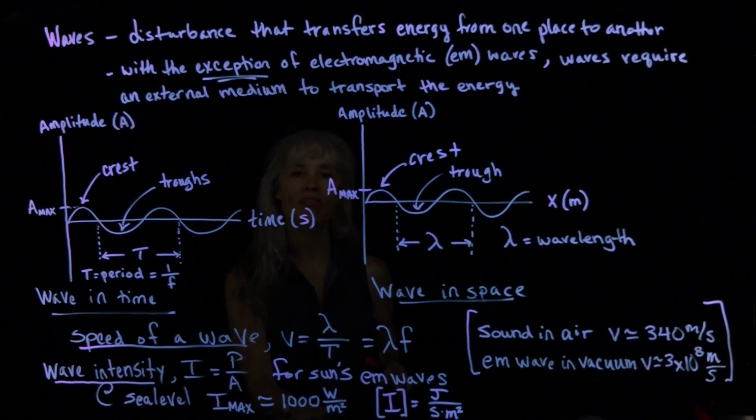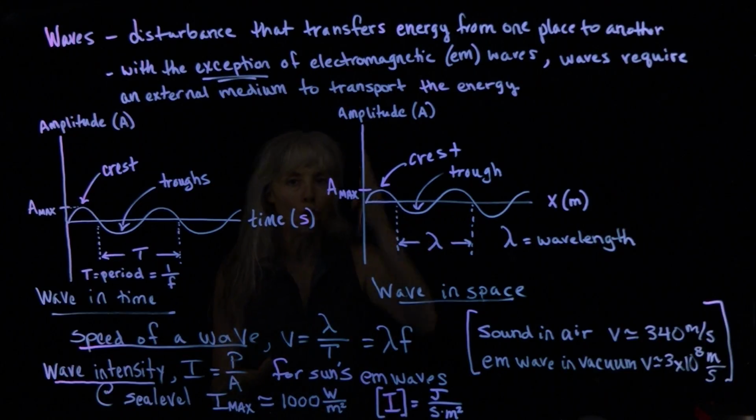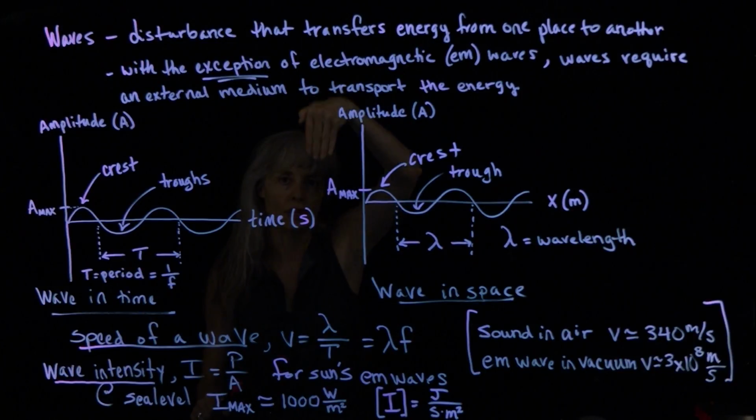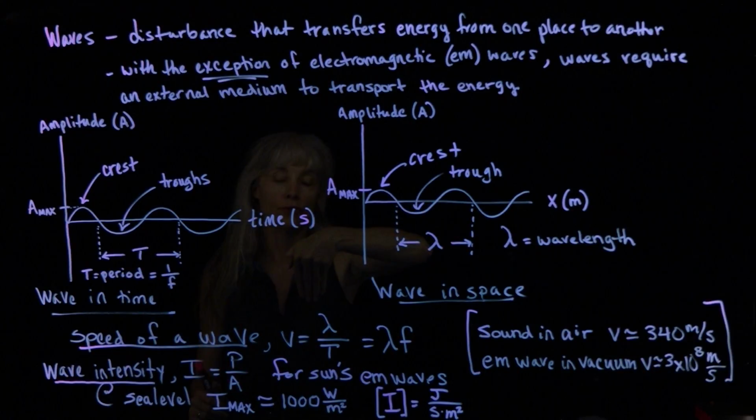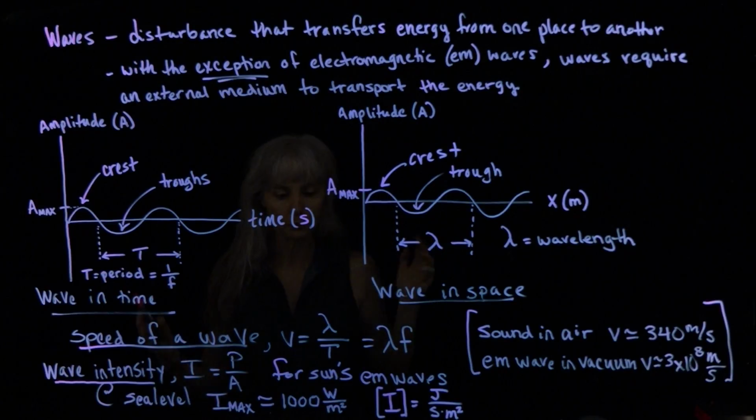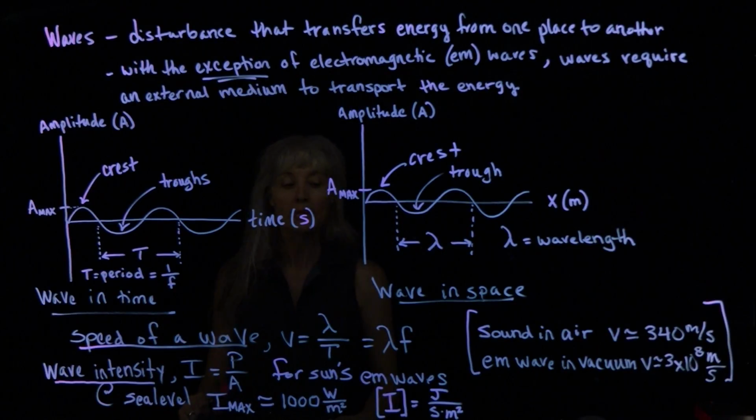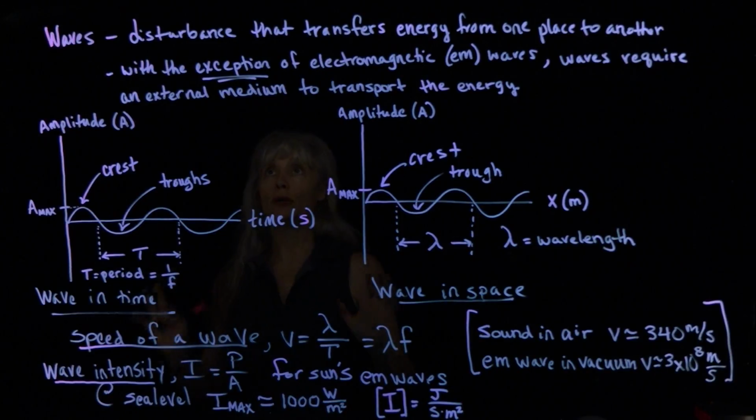So that means there's 1,000 joules per second per meter squared being delivered by the sun at sea level when we have totally normal incidence. In other words, the sun's rays are striking the Earth's surface perpendicular to the surface with no cloud cover, maximum intensity.